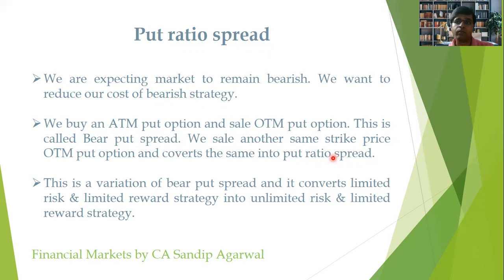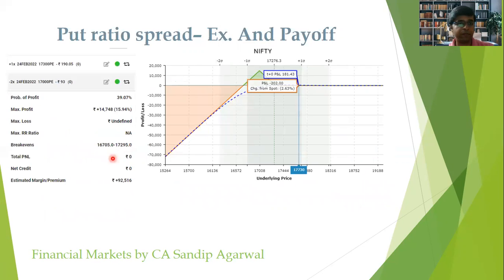Now again, in the case of the bear put spread, it was a limited risk and limited reward strategy. But the moment the person sells another OTM put option, this strategy gets converted into an unlimited risk and limited reward strategy. So we will explain this again with the help of an example as well as the payoff graph.